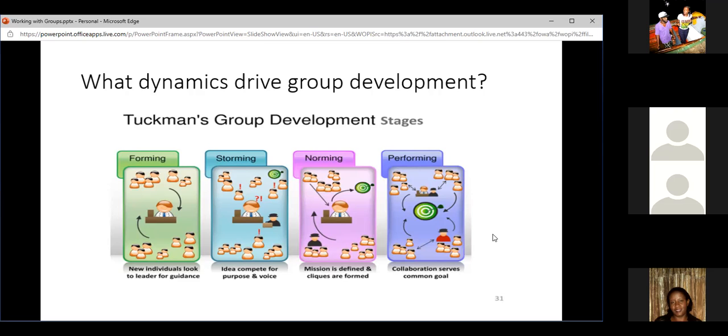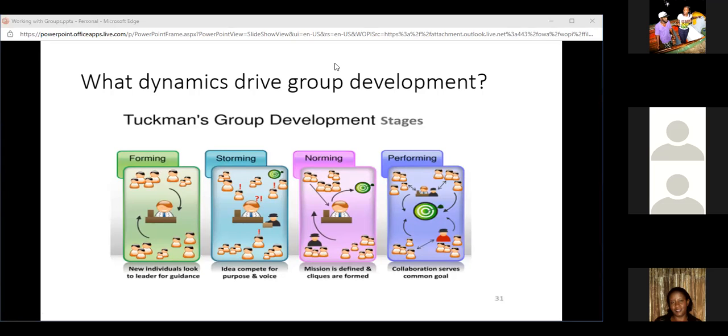And so there are quite a number of development or dynamic theories when you look at group development and group formation and so on. The one we have on the screen here is Tuckman's group development stages. And like I said, there are quite a number of other theories. George Homans has a theory of social exchange and so on. And Tuckman's theory dates way back to the 1960s.